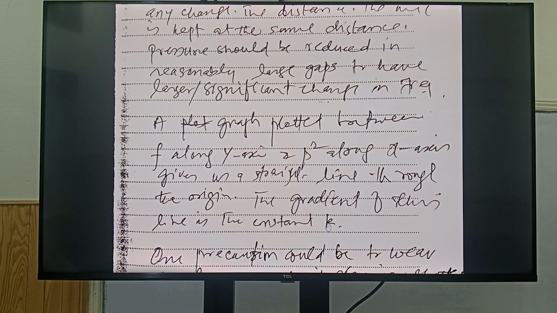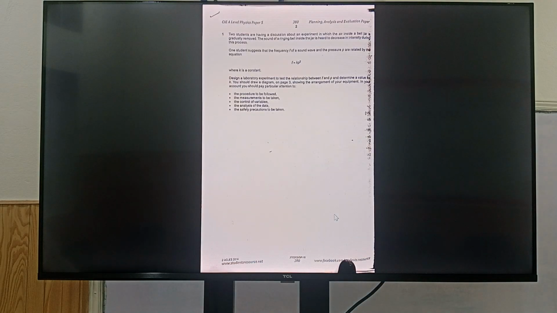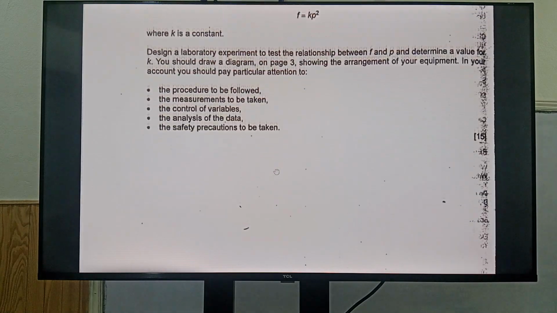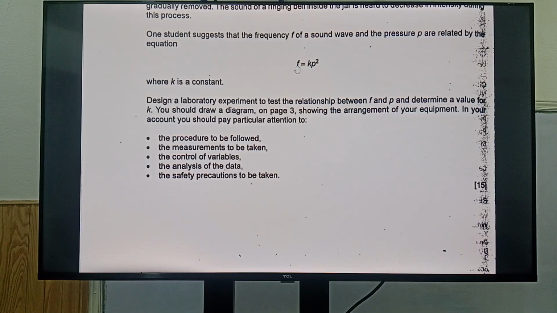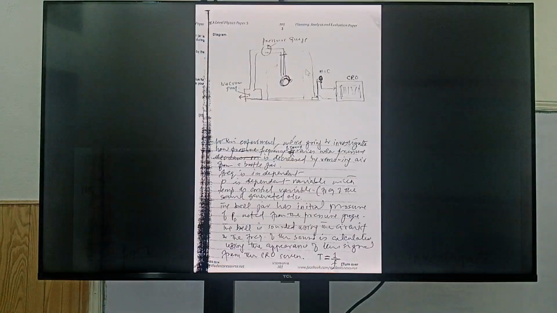If I go back to the original equation, this is the equation. So you must learn that if I keep f along the y-axis and p square along the x-axis, there is no y-intercept. So this equation represents a straight line through the origin.